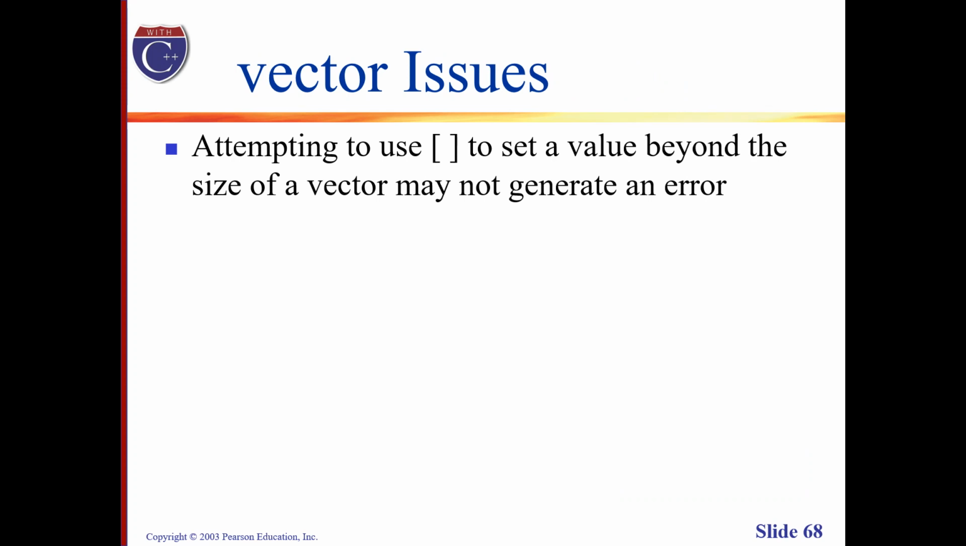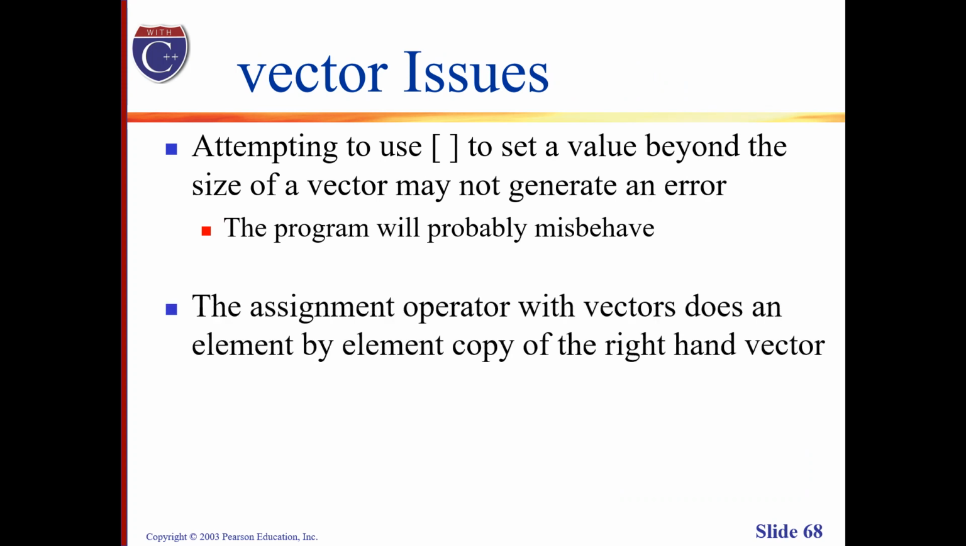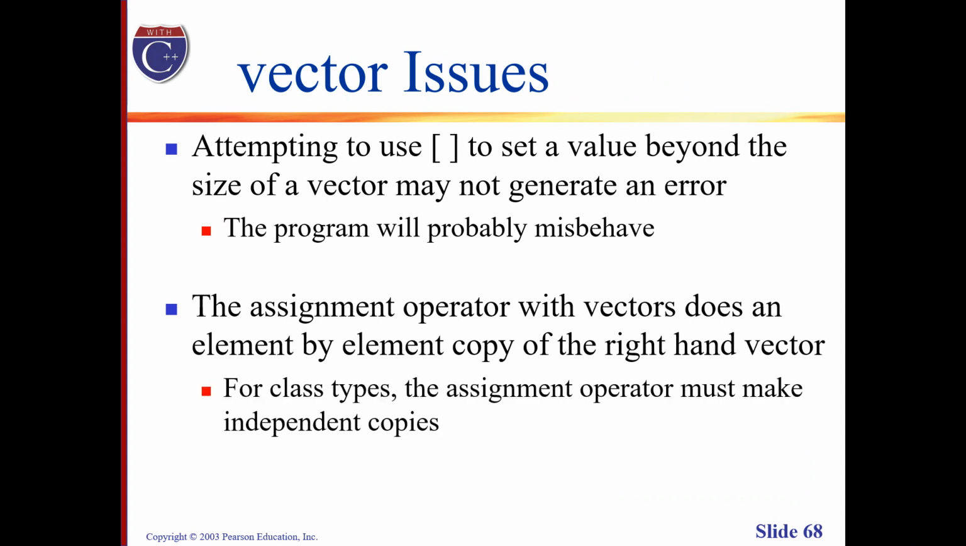However, there are also a few issues with the use of vectors. For instance, attempting to use brackets to set a value beyond the size of a vector may not generate an error. If that's the case, that can be a problem to our programs. In this case, the program will probably misbehave due to a logical error. The assignment operator with vectors does an element by element copy of the right-hand vector. For class types, the assignment operator must make independent copies.